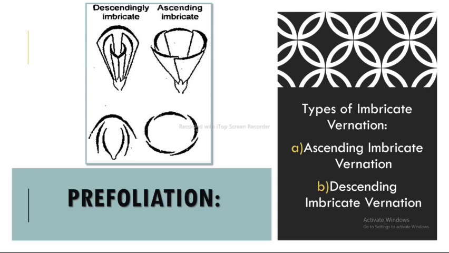In case of the descending imbricate vernation, the posterior petal overlaps one margin of the two lateral petals. The other margin of these two lateral petals overlaps the two interior petals, which are united. Thus, the overlapping is in descending order, and hence the name. For example, the corolla of Fabaceae is an example of this type of imbricate vernation, as shown in the figure.